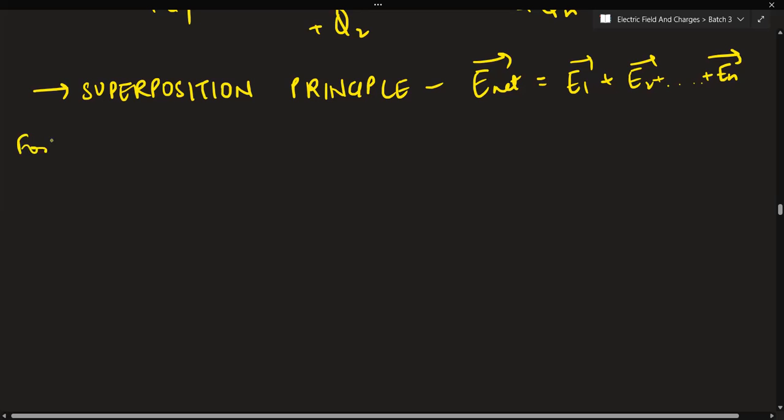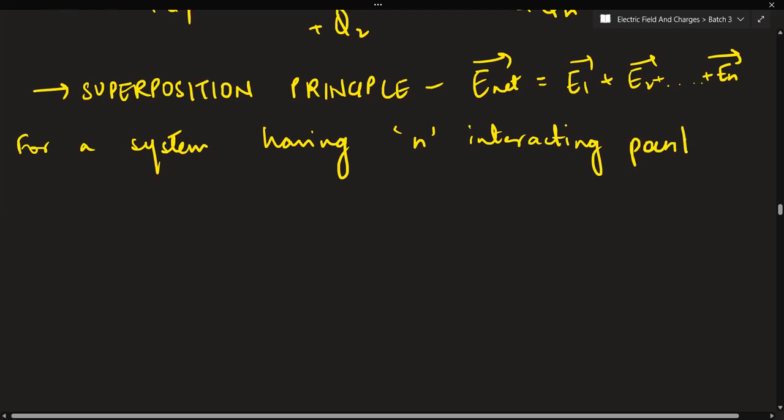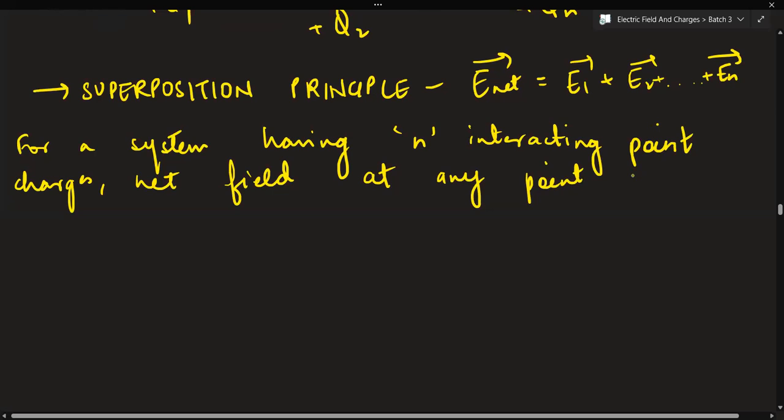So for a system having n number of interacting charges, n can be 1, it can be 2, up till infinity, it can be any number. N is not specific. So if you have n number of interacting point charges, then the net field at any point is the vector sum. Always remember, it is vector sum.